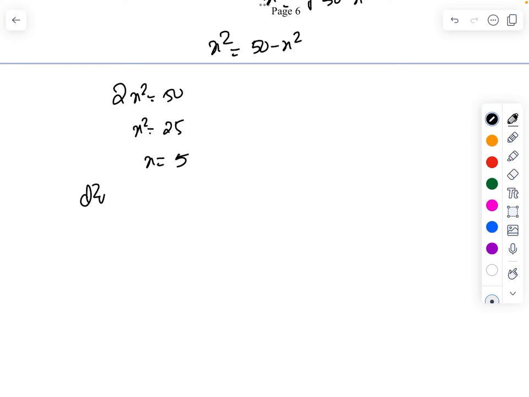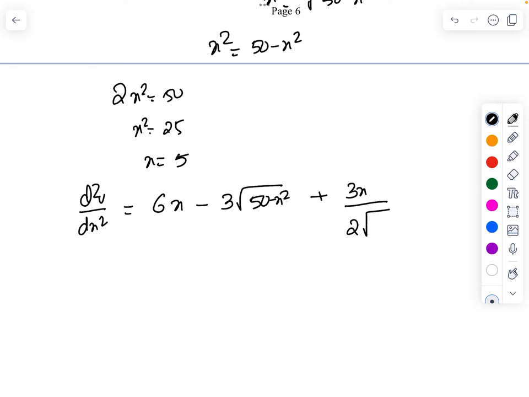So find the second derivative, d square V by dx square. This is 6x minus 3 root of 50 minus x square. Chain rule, I'm doing a product rule, plus this time 3x as it is. Square root of this one is 2 root of 50 minus x square, and minus x square derivative is 2x.